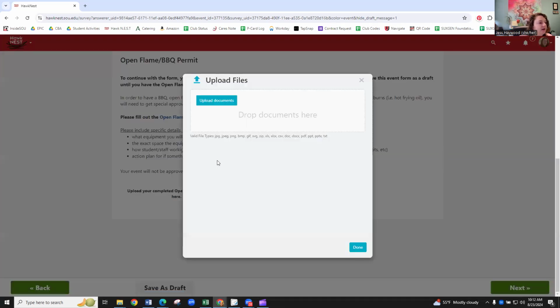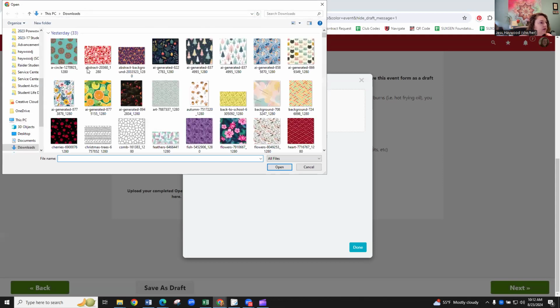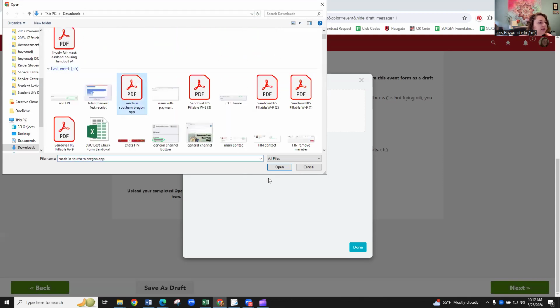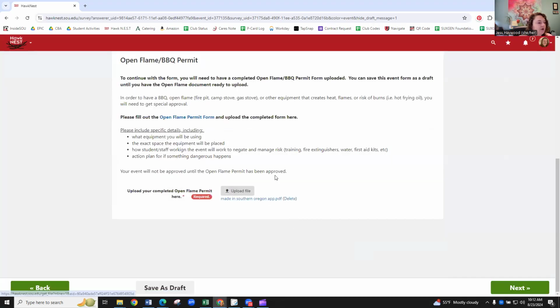I must upload a file here. Let's just choose something that I've got. If you need to pause and download that form and fill it out, you can always save as a draft and then find your form again by going to the main menu, going to My Activity, clicking on My Surveys and Forms, and then finding the form there and clicking on Edit to continue editing it.